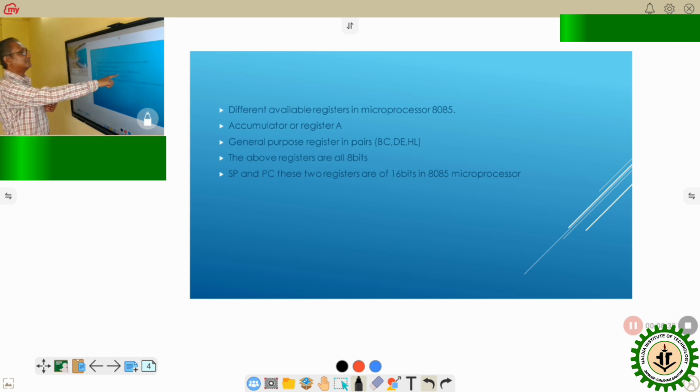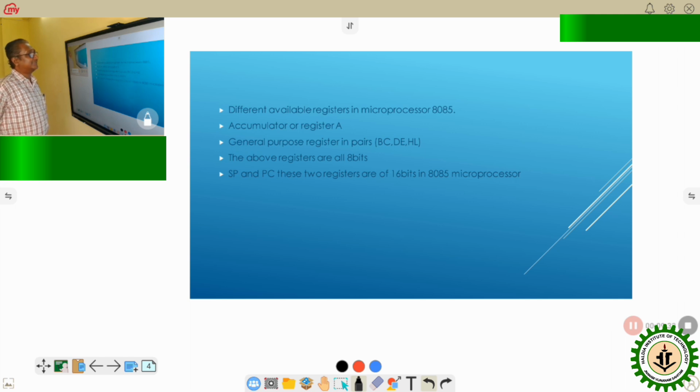Next, general purpose registers in pairs. So B, C, D, E, H, L. There are 6 general purpose registers in the 8085 microprocessor. Now, if I want to do a 16-bit operation, can I do it? Yes, I can do it. The BC registers can act as a pair. So there are 3 pairs of general purpose registers in 8085: BC, DE and HL. There should not be any pair BD, or any pair BL. So the pairs are fixed.